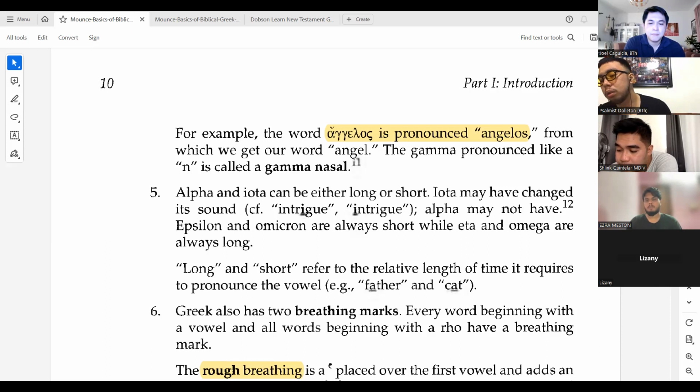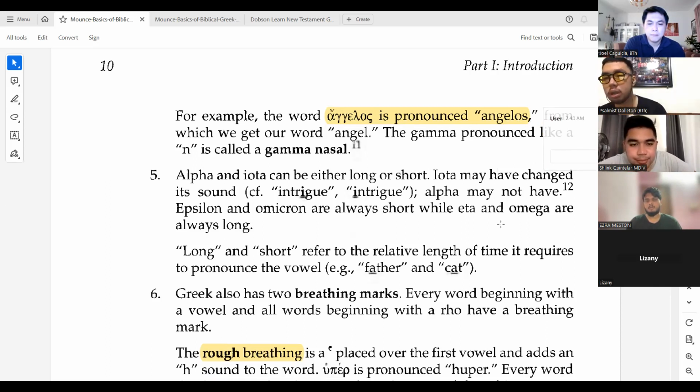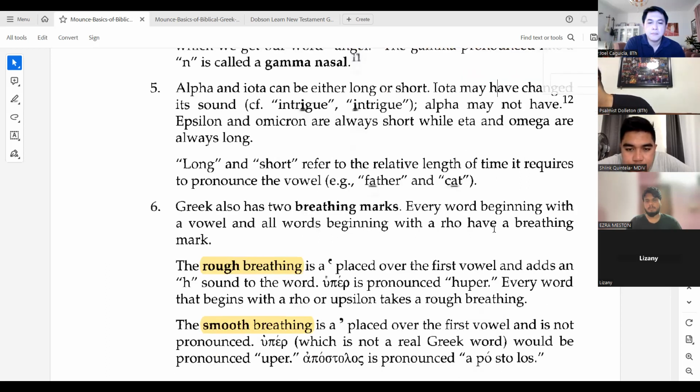So you do not read this word as agelos, no? But angelos, ng. Okay, thank you for that. And then the alpha and the iota, it depends on the sound of the word being pronounced.